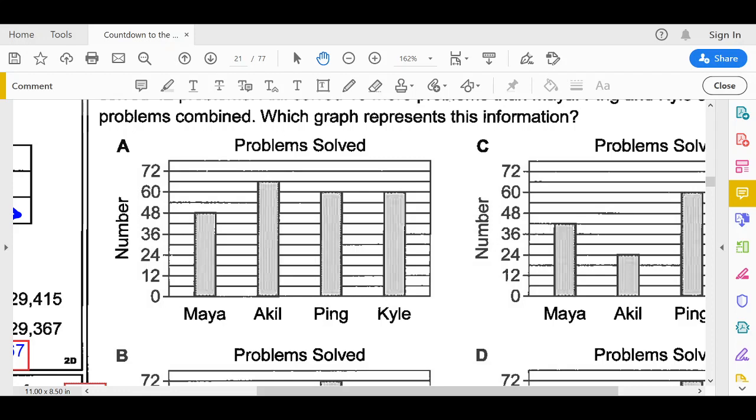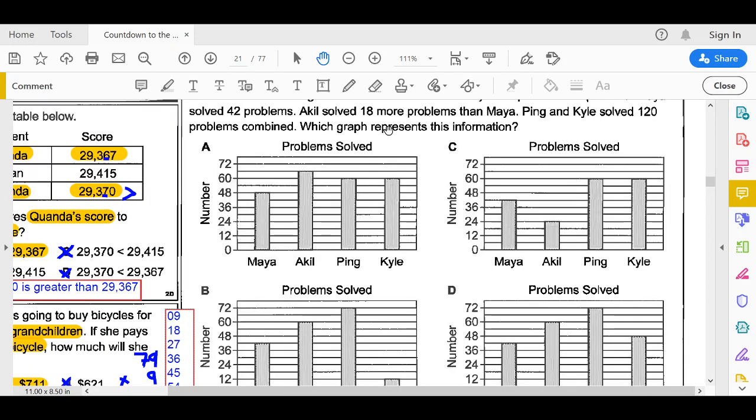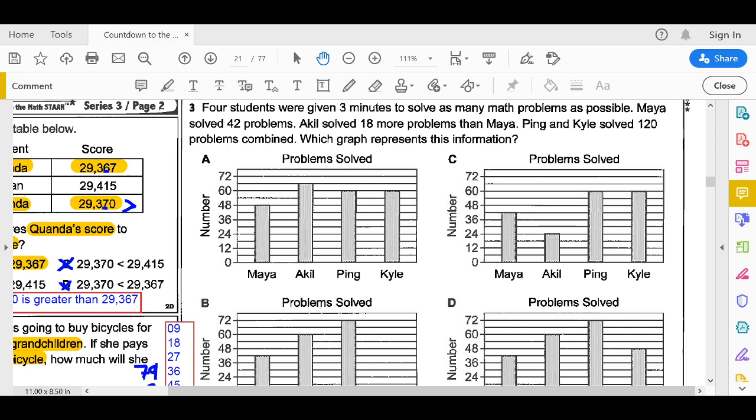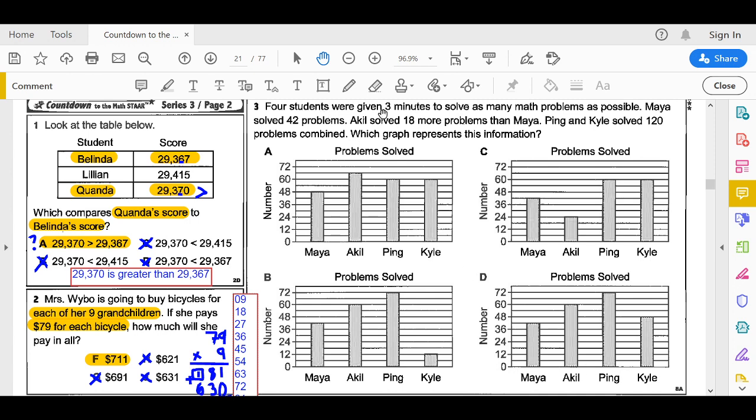So let me just make the screen a bit smaller this time, because this problem takes a lot of space in our paper, right? Number 3 says, 4 students were given 3 minutes to solve as many math problems as possible. Maya solved 42. So Maya solved 42 problems. Akil solved 18 more problems than Maya. And Ping and Kyle solved 120 problems combined. Remember, combined means the two of them together, okay?